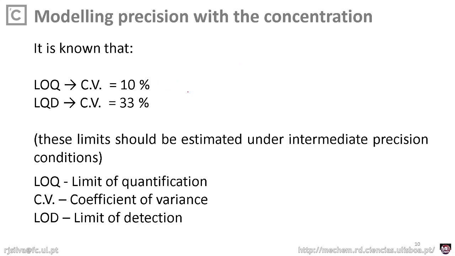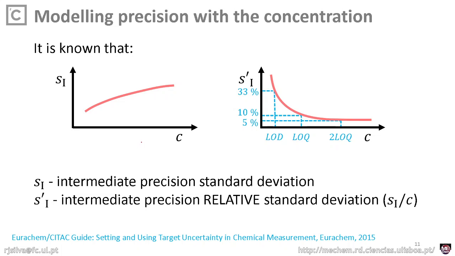So we know from how limit of quantification and limit of detection are defined that the coefficient of variation at these two levels is 10% and 33% respectively. And ideally, these limits should be estimated under intermediate precision conditions to make these limits stable in different days. And we also know that typically the intermediate precision standard deviation is constant in a narrow concentration interval and typically increases with increase of the concentration.